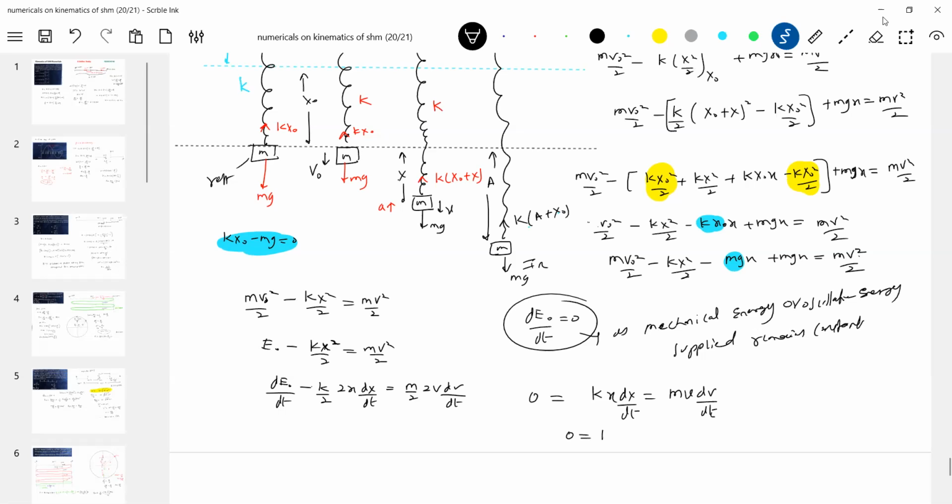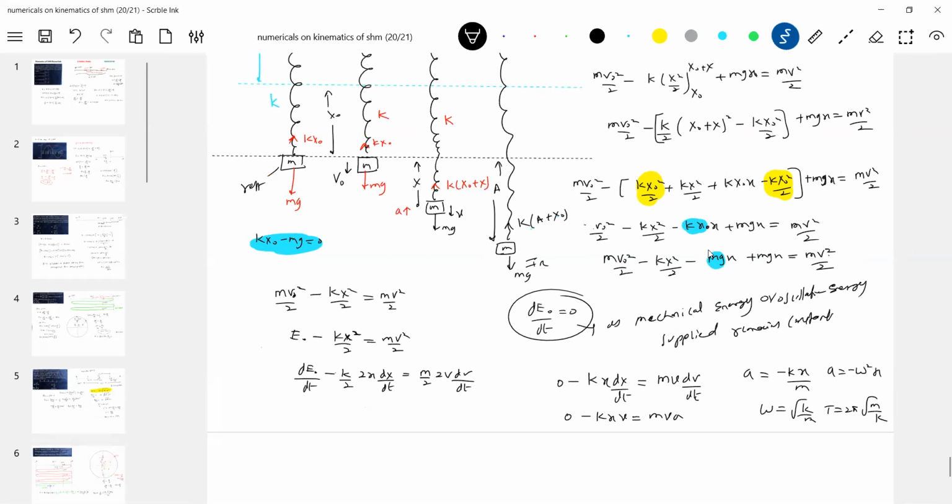What is this? kxv equals mv into a. So therefore, what is a equal to? I ended up with an equation like this, comparing with the standard equation of SHM. This is the energy method.